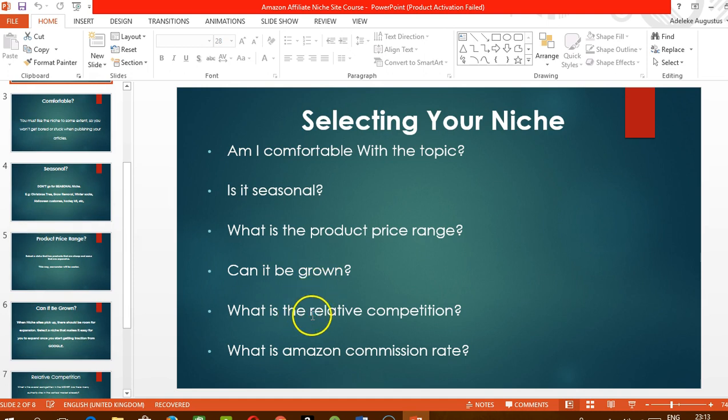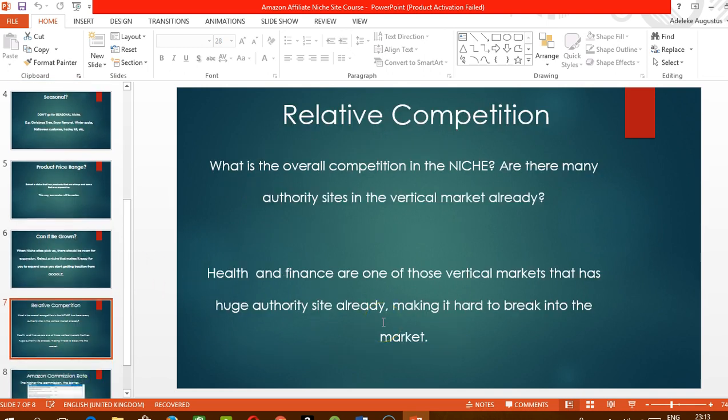Now, this is the fifth question, the relative competition. This is a very, very important question, because most people get it wrong at this stage of niche building. They go and target niche that are so competitive that at the end of the day, they find it very, very, very difficult to rank in that niche. And once you find it difficult to rank, it becomes very difficult to make money in that niche. So I'll take my time and explain the concept of relative competition to you.